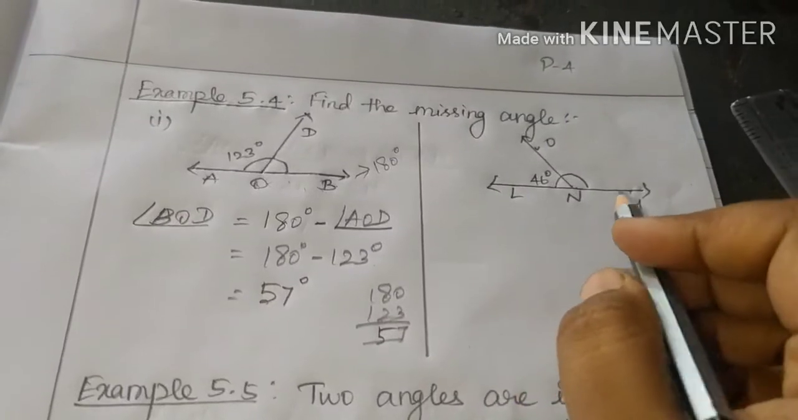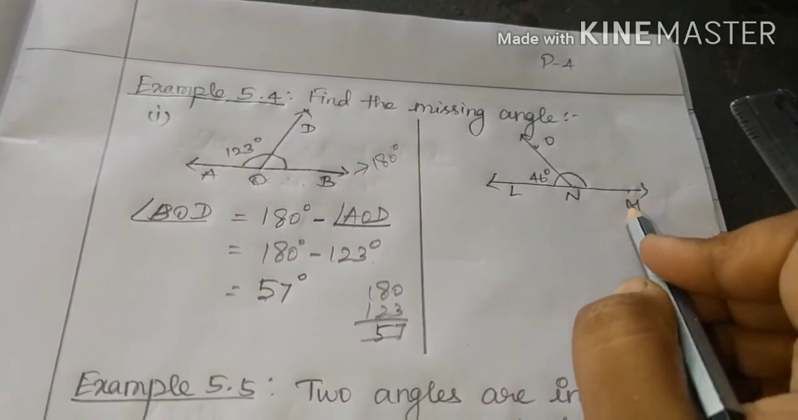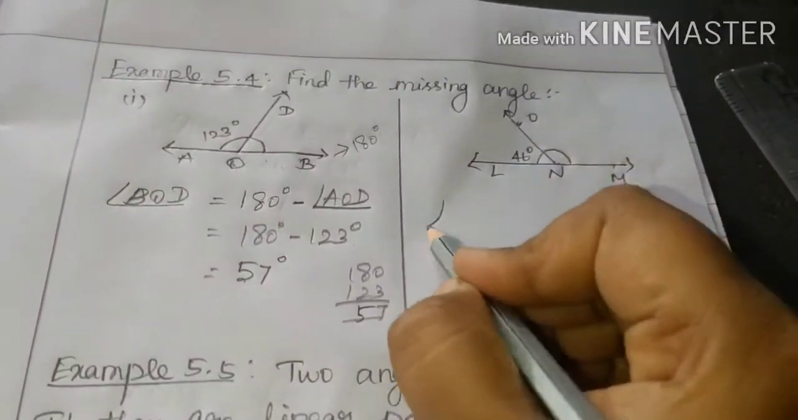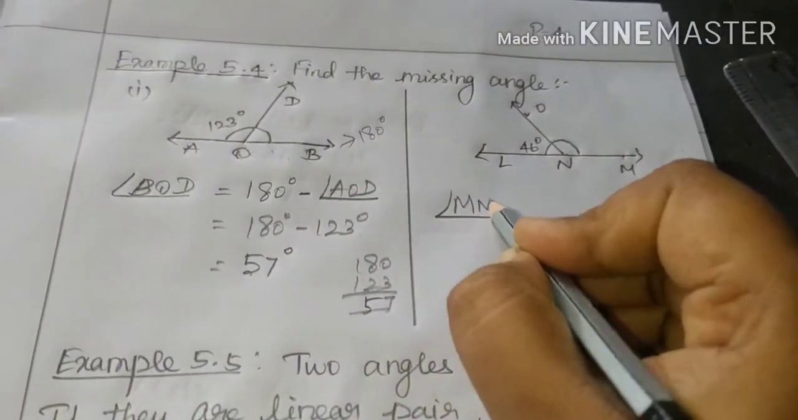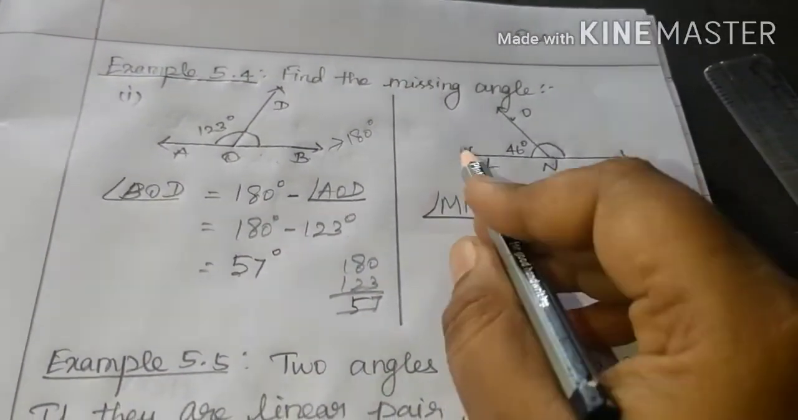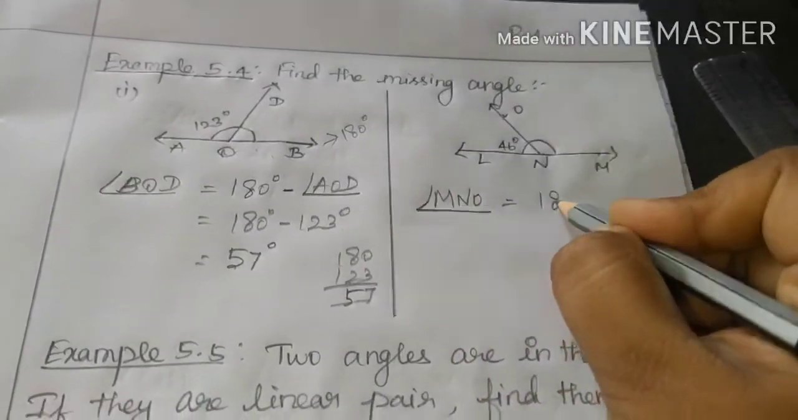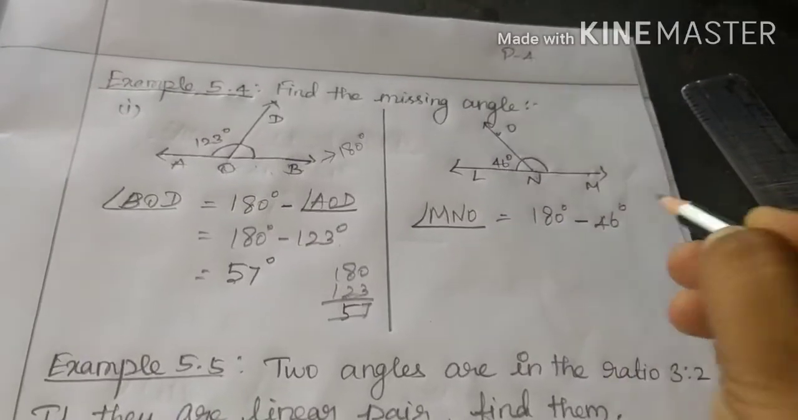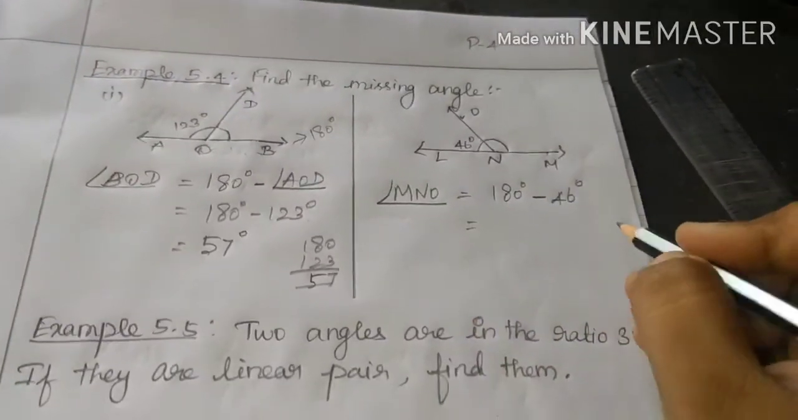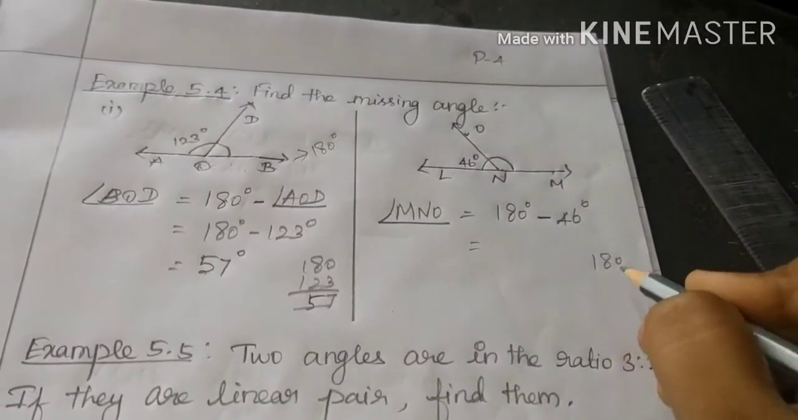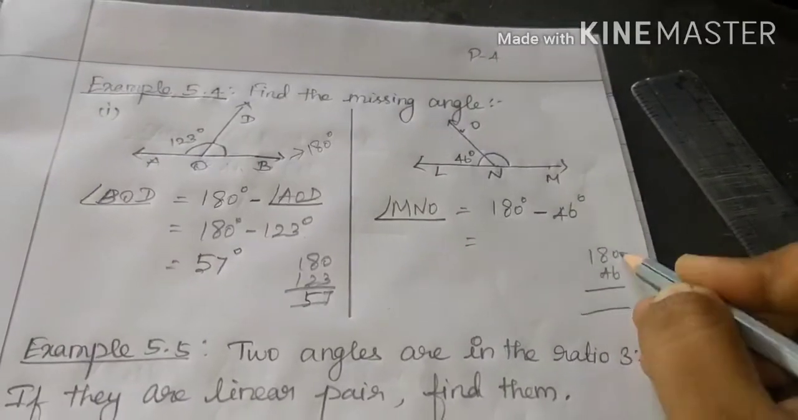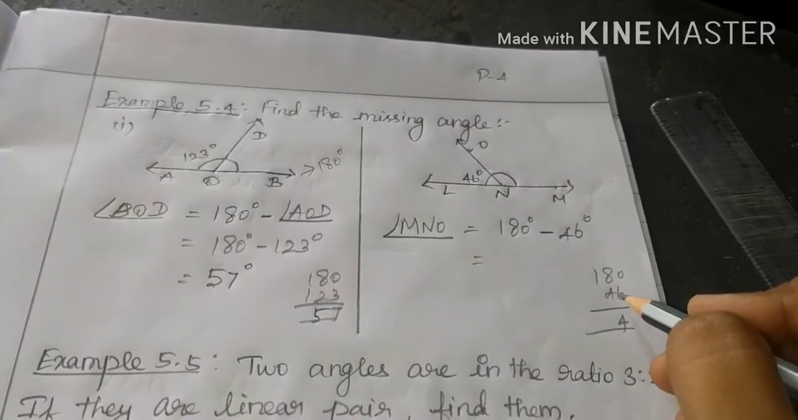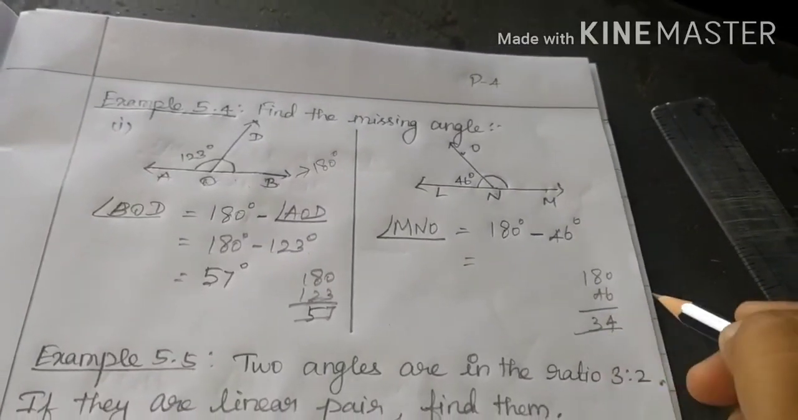Like that, in the same way, in this sum also we have to find MNO. They have not given it here. So MNO equal to, straight line means we have to take it as 180 degree minus 46 degree. So 180 degree minus 46 degree, what will I get? Anybody tell? 10 minus 6 is 4. 7 minus 4 is 3. Am I right?